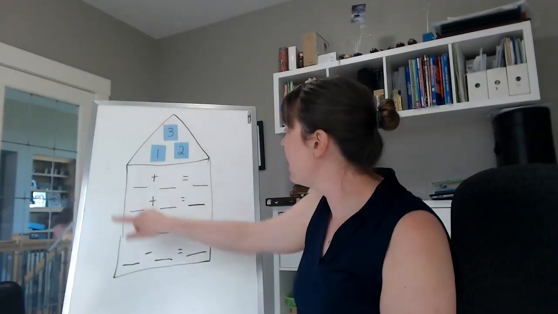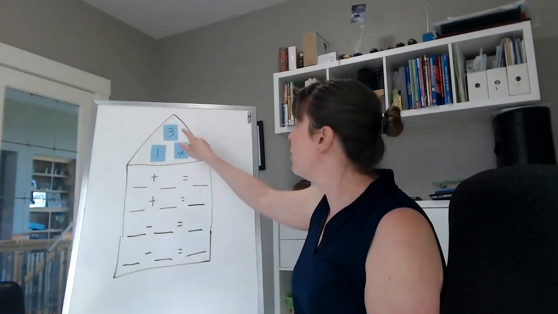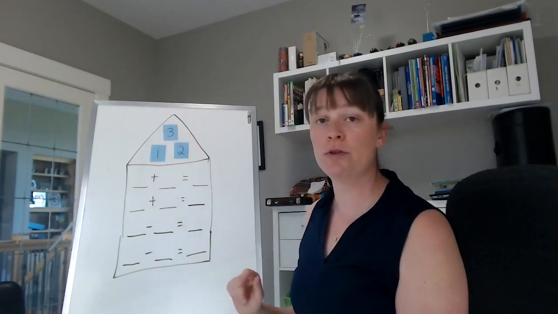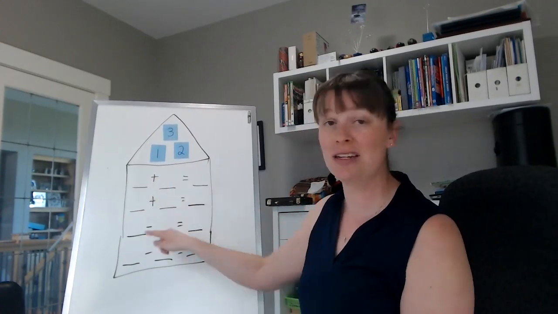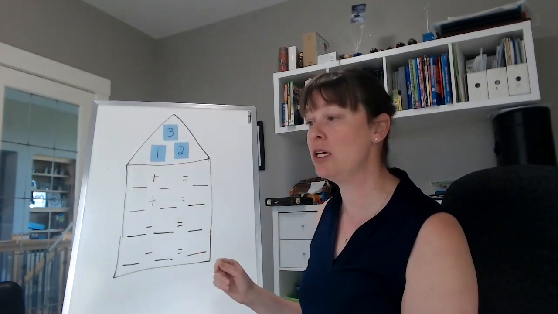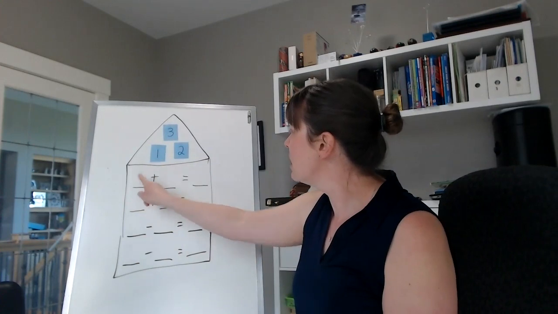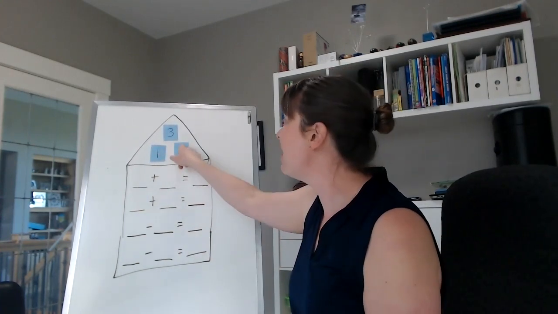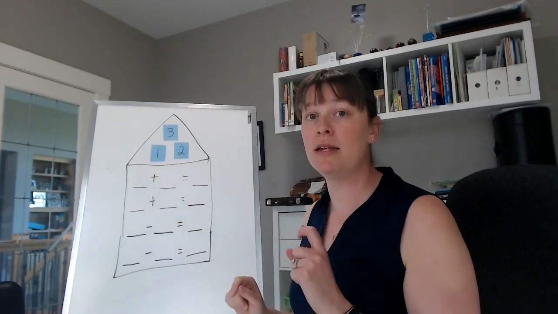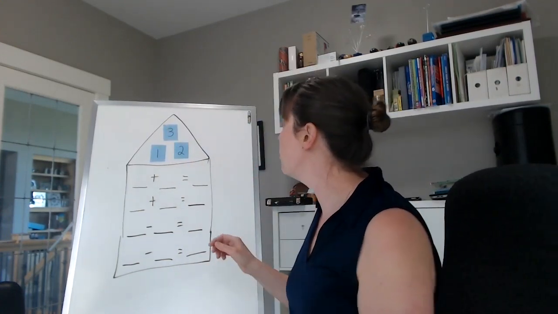So if we look at my fact family that I've got up here, I've got 3 and 1 and 2. Those are the same numbers I'm going to use in every single number sentence or every single equation. And I notice that I only have 3 spots to fill in my equation. So I'm going to use every number one time in the number sentence. So let's see how this will work.